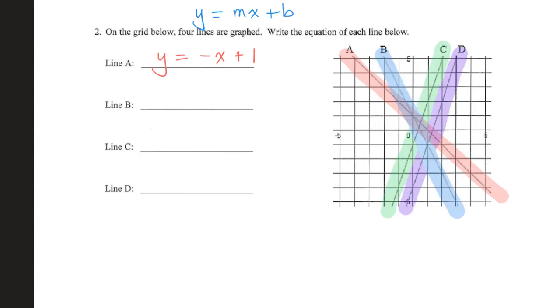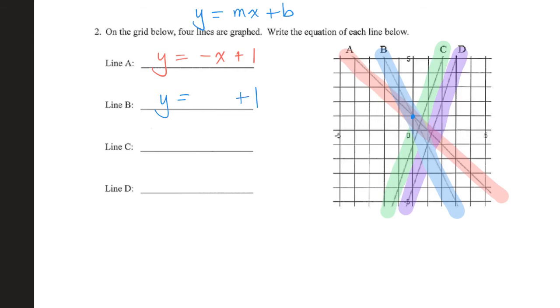Okay, and if you're back, I've gone through and color-coded each one of those lines just to draw our attention to it. So I'm going to work with those colors in each case. Line B, I have highlighted in blue. For me to locate, I need a y-intercept. My y-intercept is at 1, so I know that I'm going to have y equals, and I'm going to have a +1 as my constant.